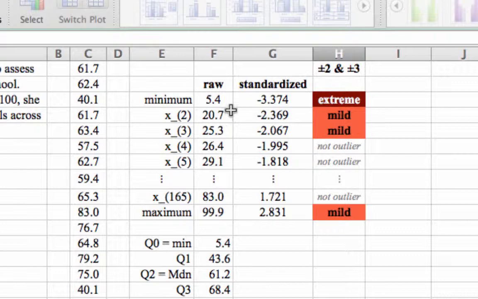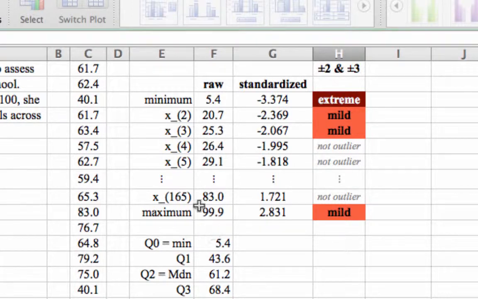The next 2 raw scores are 20.7, 25.3. These have Z-scores of negative 2.37 and negative 2.07 when rounded. Because both of those don't meet the negative 3 boundary, they would be considered mild outliers. Now the next value, the 4th value in the data set, is 26.4, which has a negative 1.995 Z-score, which doesn't meet the boundary of the negative 2 and would not be considered an outlier.